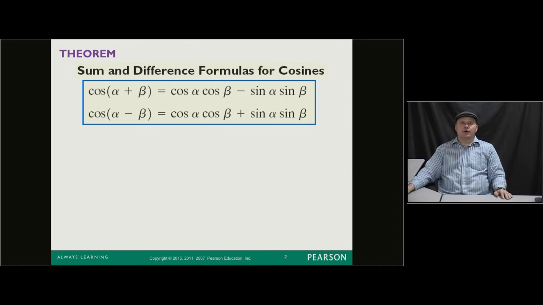All right. So here are the sum and difference formulas for cosines. The cosine of alpha plus beta is the cosine of alpha times the cosine of beta minus the sine of alpha times the sine of beta. And the cosine of alpha minus beta is going to be the cosine of alpha, cosine of beta, plus the sine of alpha and the sine of beta. So these are the sum and difference formulas for cosines. And yes, there is a sum and difference for the sine, and there are sum and differences for the tangent. Alrighty? But these are just for the cosine function.